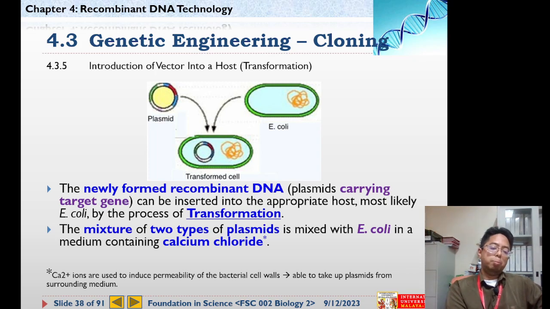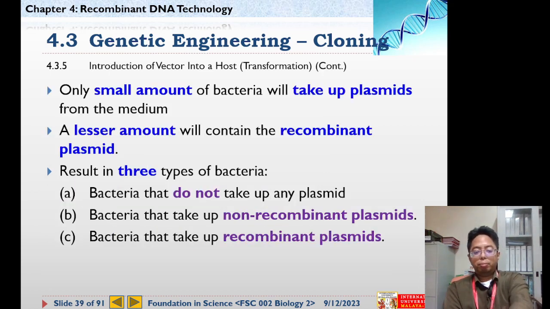So the thing is, plasmids are ring-shaped DNA. How can we put them into the bacterial cell? We add calcium chloride to the bacterial host cells, so that you induce permeability of the bacterial cell walls. When that happens, the porous walls will allow the plasmid to enter the cells. In the end, only a small amount of bacteria will take up the plasmid from the medium, and an even smaller amount will take up the plasmids which are recombinant.